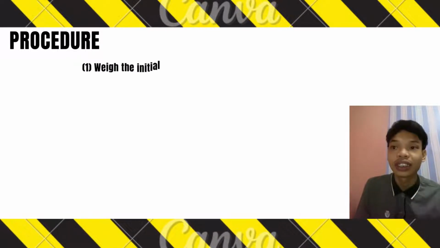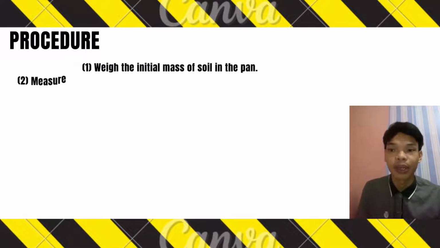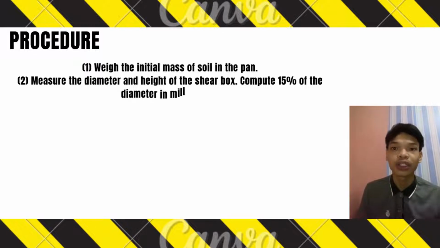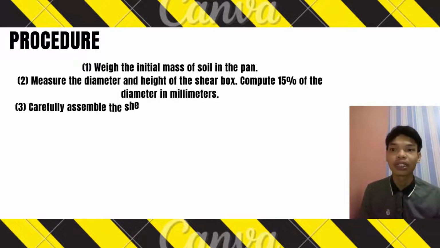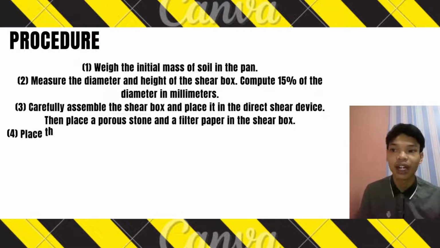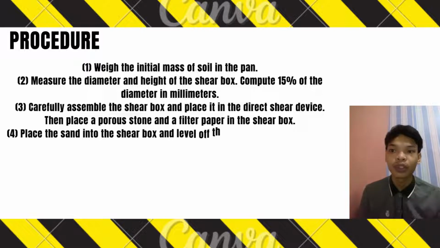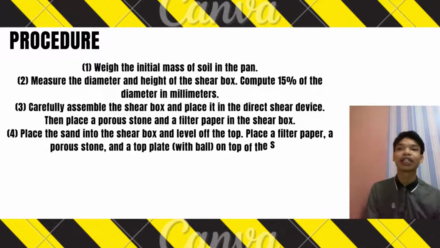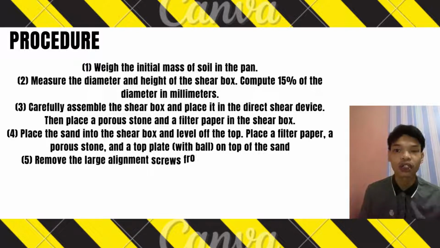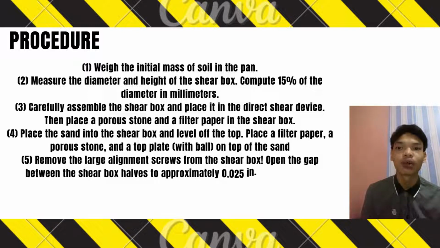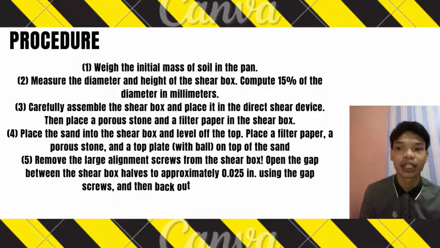Procedure. First, weigh the initial mass of soil in the pan. Second, measure the diameter and height of the shear box. Compute 15% of the diameter in millimeters. Third, carefully assemble the shear box and place it in the direct shear device. Then place a porous stone and a filter paper in the shear box. Fourth, place the sand into the shear box and level off the top. Place a filter paper, a porous stone, and a top plate with ball on top of the sand.